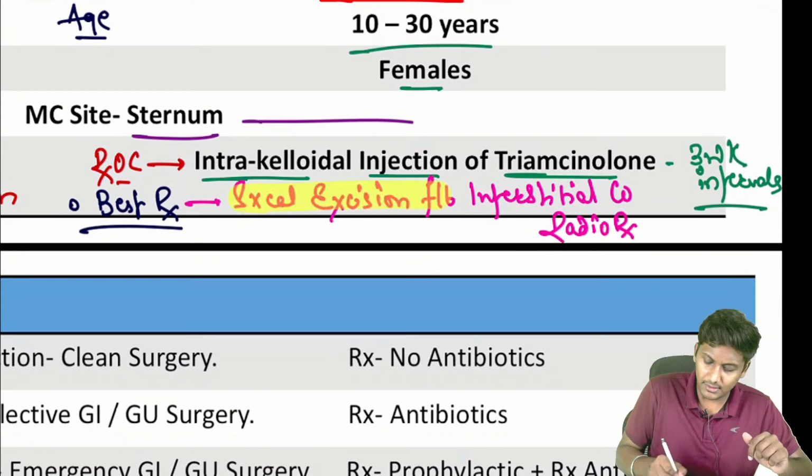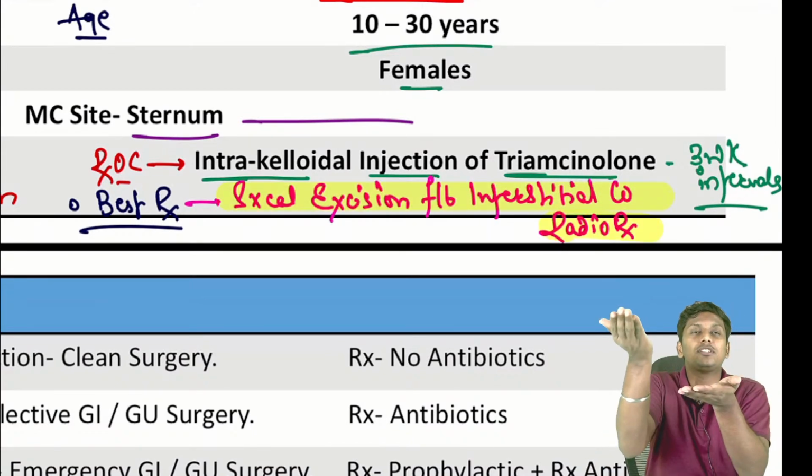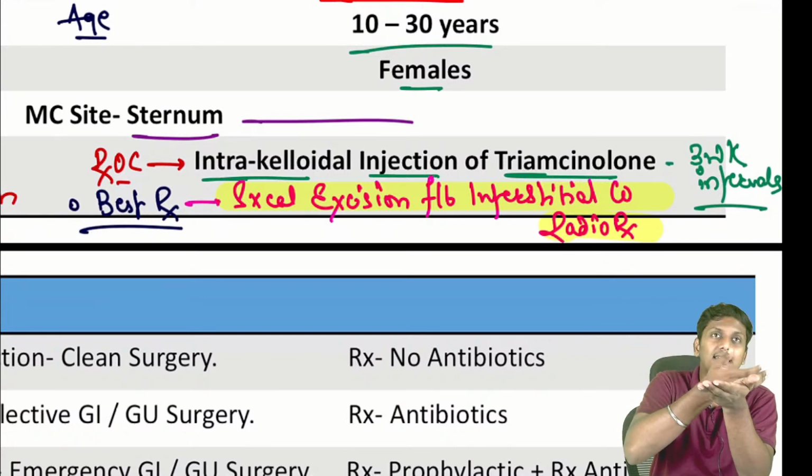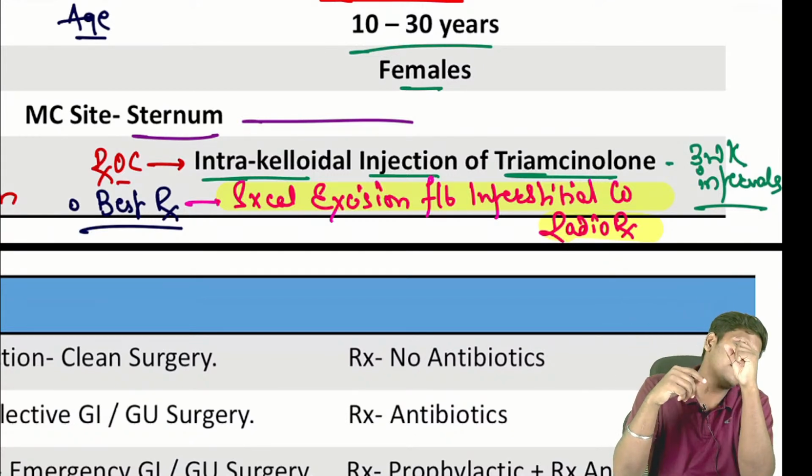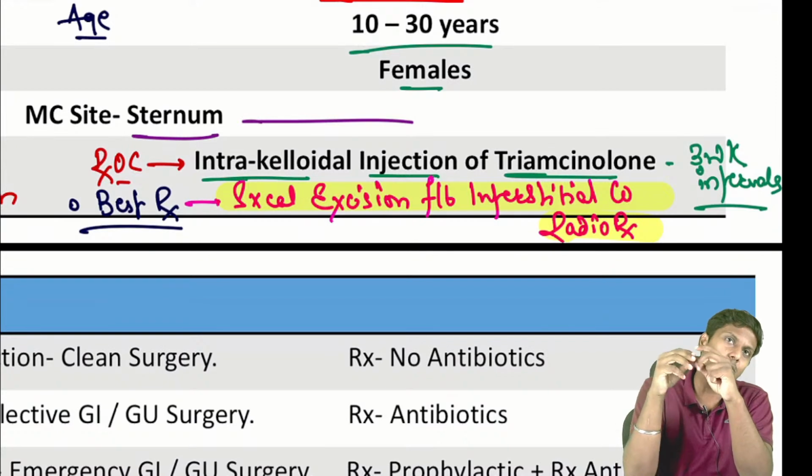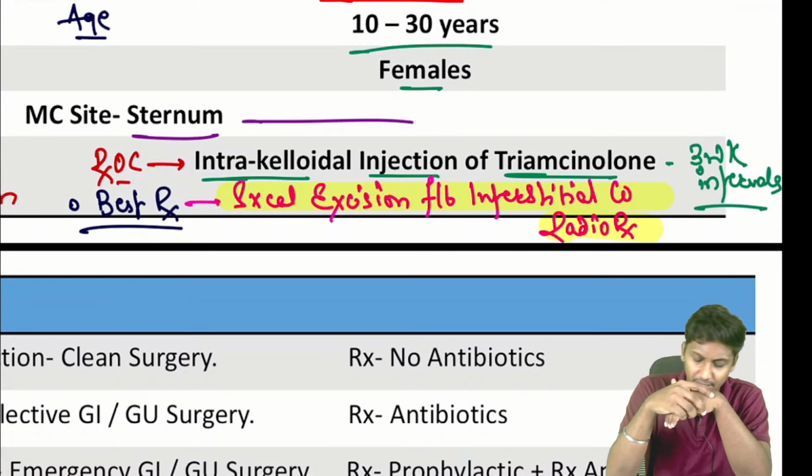What do I mean by this now? We have to surgically resect or we have to surgically excise this one. Okay, so usually there is an ampule which is there. Okay, it is a 0.5 ml ampule. You have to load whole of that and you have to inject it in the keloid. Okay, one ampule which is there, you have to use it once only. You cannot use it on repetitive basis.